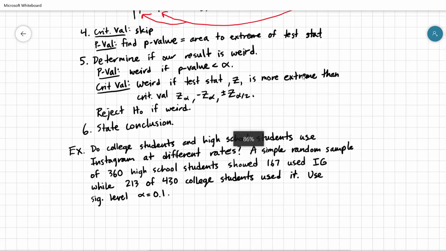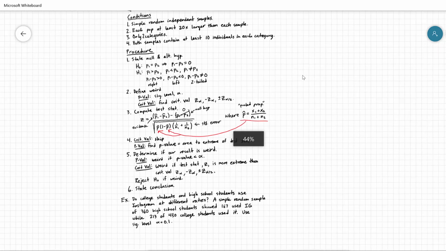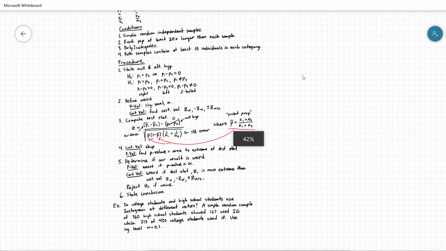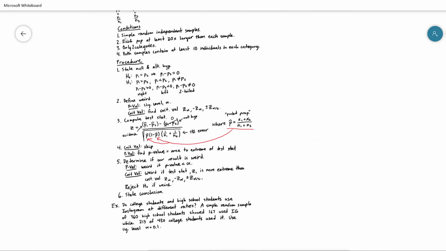So, going up to our conditions, can I fit them all on the same page? Hopefully that's readable. We'll find out. We have our two simple random independent samples, right? We sampled the high school students and the college students. We sampled them separately. One group does not impact the other. Each population is at least 20 times larger than each sample, so our samples were 430 and 360, and the total number of high school students is definitely at least 20 times more than this number, 360, and same with college students. It's certainly at least 20 times larger than this number, 430.